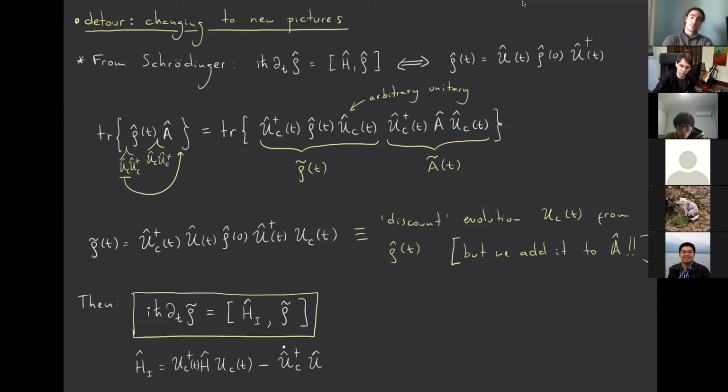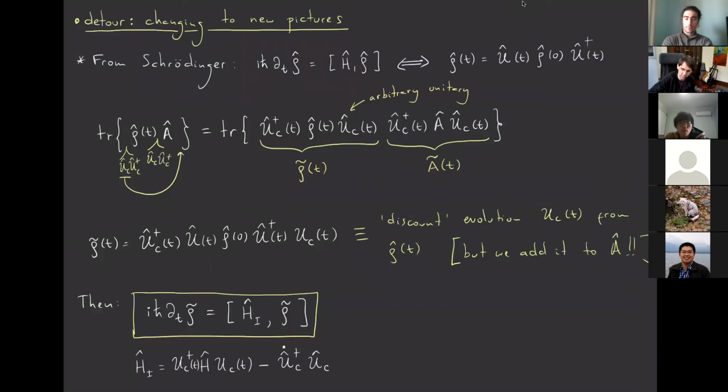So the dot on top of the unitary means time derivative. This is a very simple expression that you can show: the new state evolves according to a Hamiltonian that is the original one transformed by the unitary, and you subtract this funny expression, U dagger, derivative in time, times U. So this is U_C, sorry.